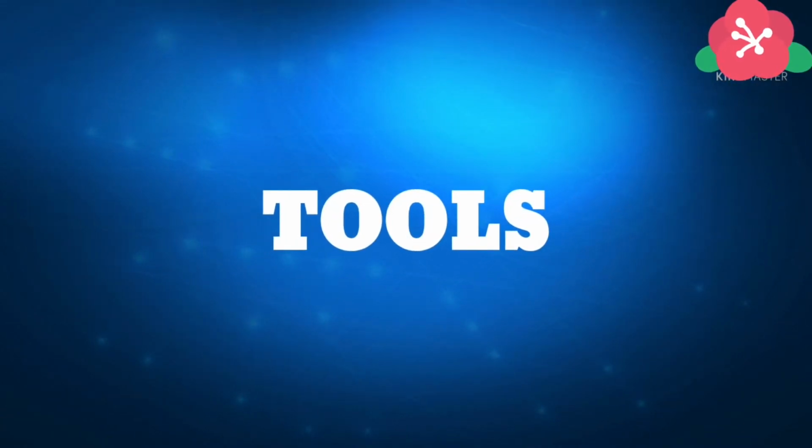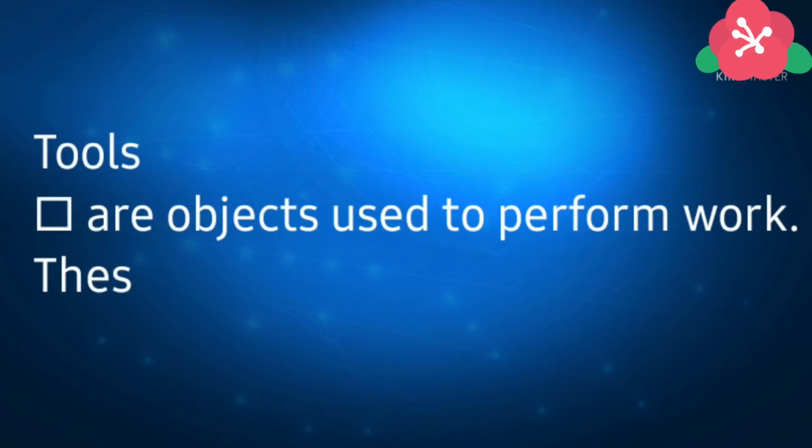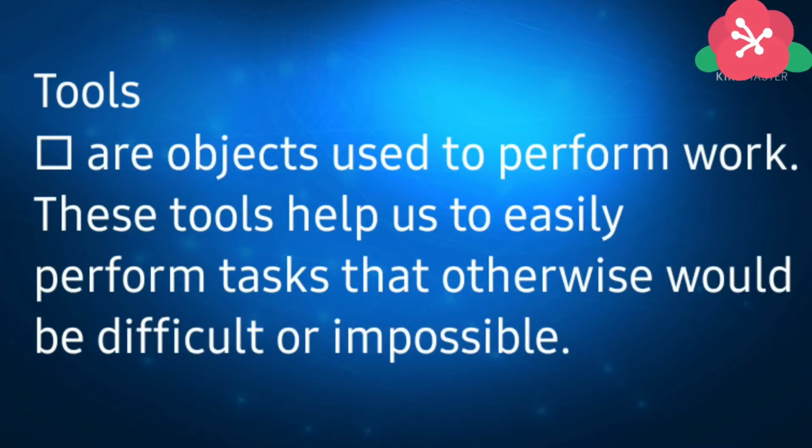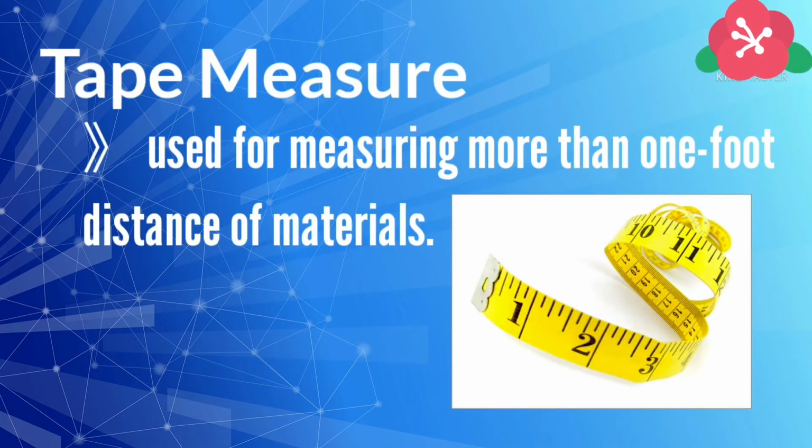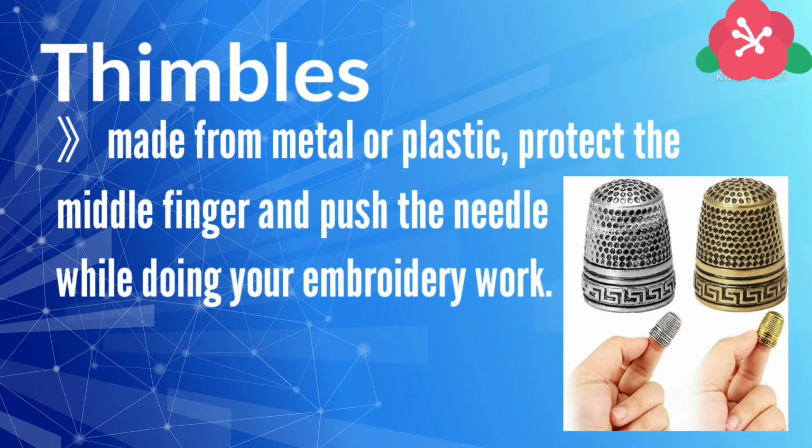But before we start, let us first identify what tools are. Tools are objects used to perform work. These tools help us to easily perform tasks that otherwise would be difficult or impossible. Gauge, used to measure short distance. Tape measure, used for measuring more than 1 foot distance of materials. Thimbles, made from metal or plastic, protect the middle finger and push the needle while doing your embroidery work.